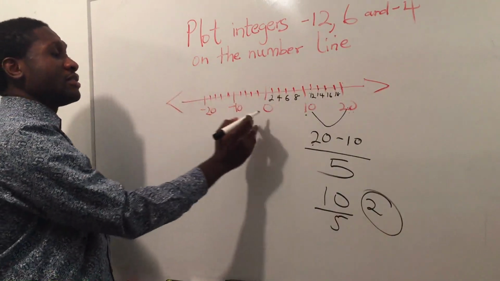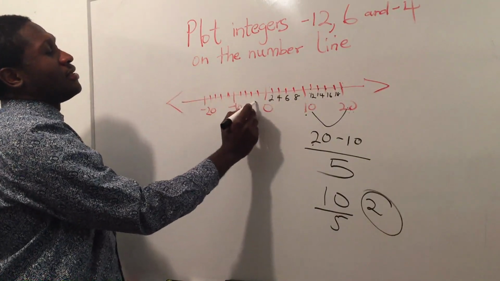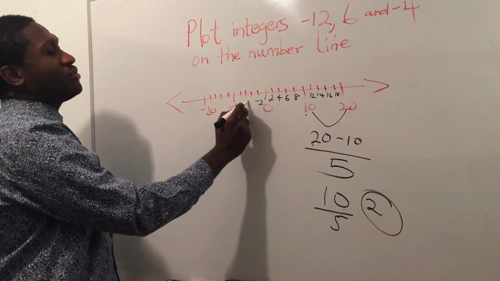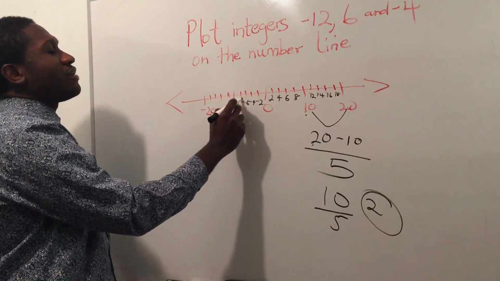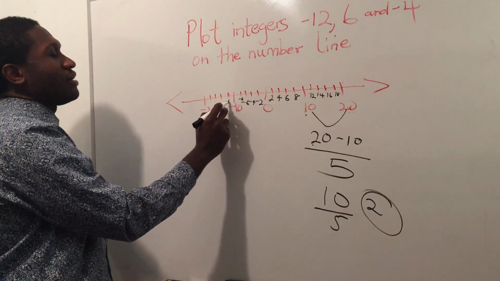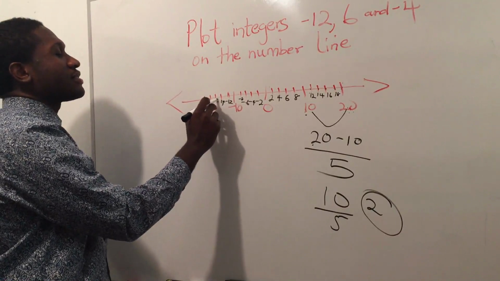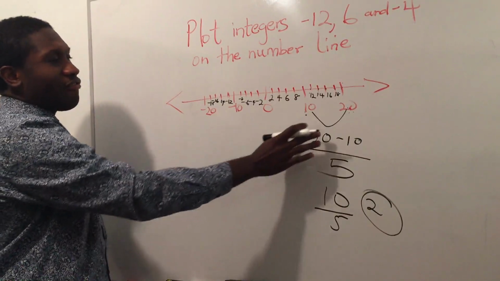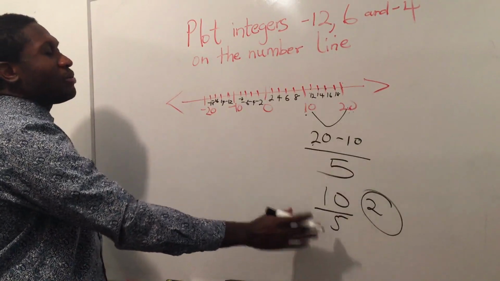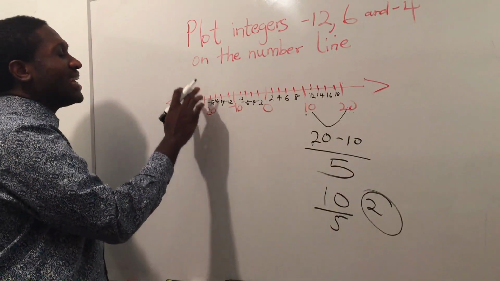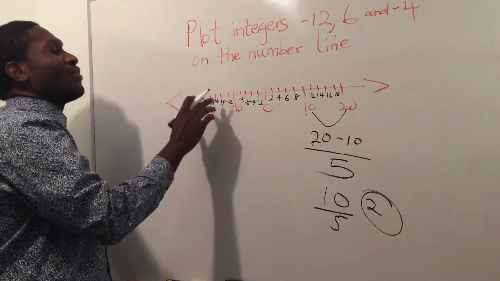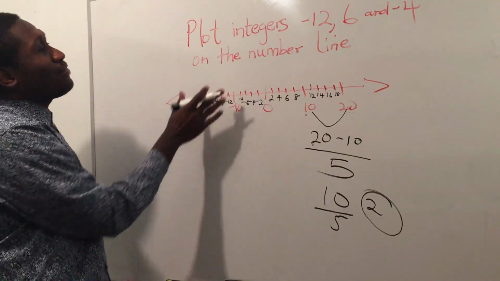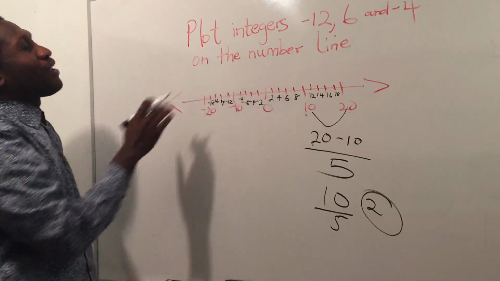And on the left side of the 0 is negatives. So -2, -4, -6, -8, -10. I have -12, -14, -16, -18. Okay, so using that formula right there was able to help me know what each line on this number line is. So now, how am I going to plot those integers?